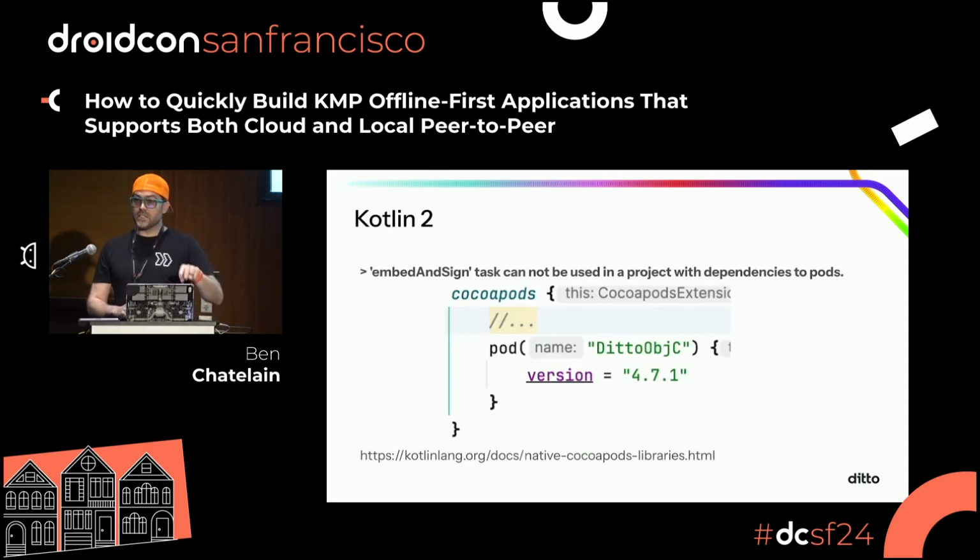Okay, this is the issue I was talking about. So upgrade to Kotlin 2, and you get this weird error when you go to build in Xcode, because it's calling Gradle and says embed and sign task cannot be used in a project with dependencies to pods. So it's that pod pointing to Ditto Objective-C that it does not like. It's in the documentation, but the documentation hasn't been changed yet. So I hope this moves somewhere else, because this is very, very handy because it generates all kinds of stuff.